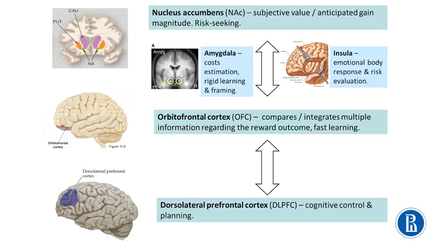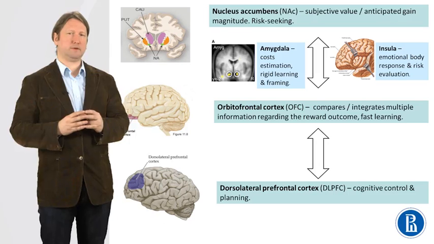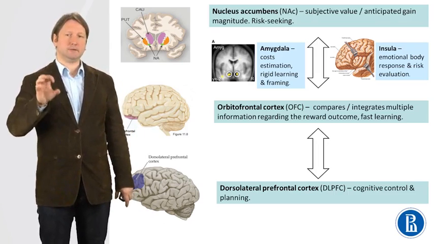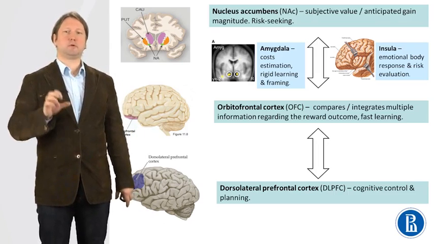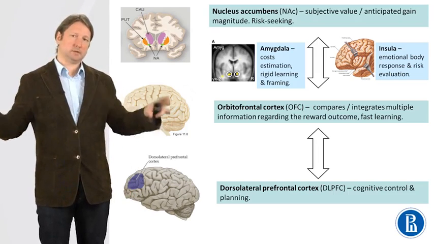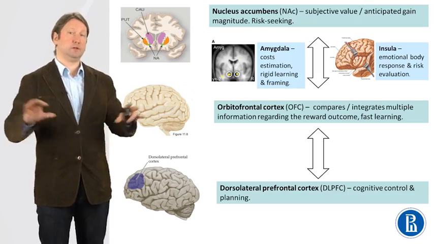We have to mention also the insular cortex. This is a kind of emotional interface in our brain, indicating an emotional arousal associated with our decisions. And finally, we have to mention the dorsolateral prefrontal cortex. We will focus today on the activity of this region, and we will focus today on the interaction of the dorsolateral prefrontal cortex with other brain regions involved in the valuation process.